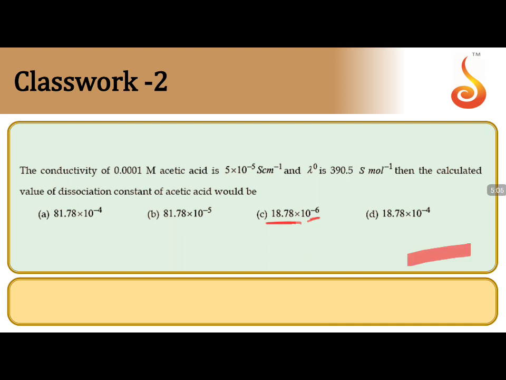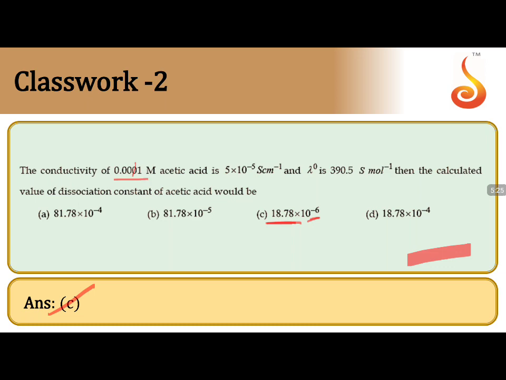Let us see the answer. Yes, the answer is C, 18.78 into 10 power minus 6. So this is our second question, with a small correction which we have made here, that is 10 power minus 3 molar. If you take 10 power minus 4, alpha will come out greater than 1.